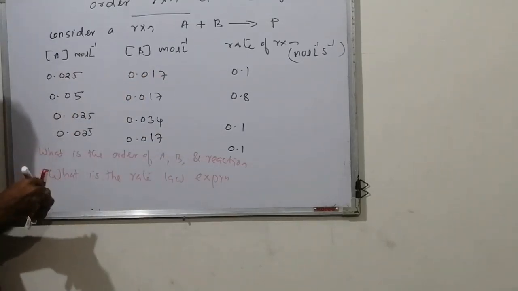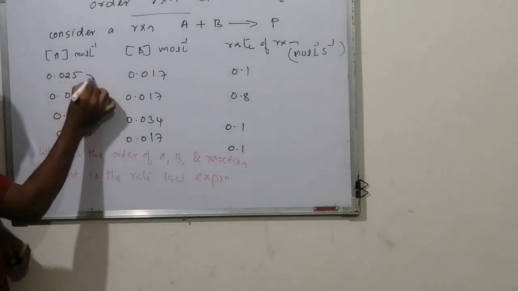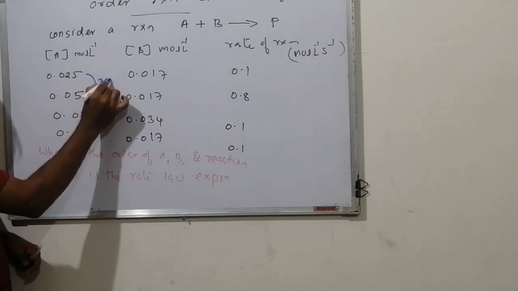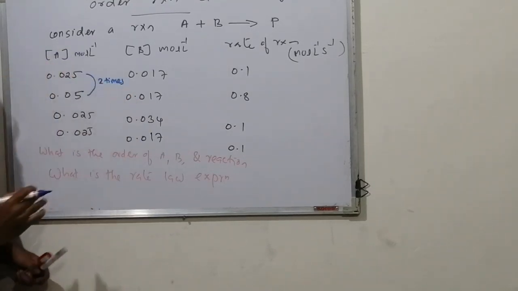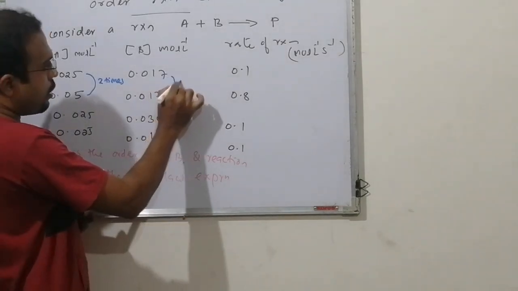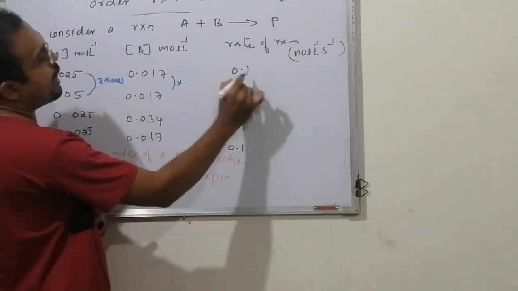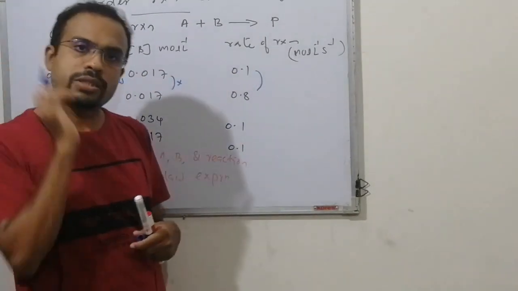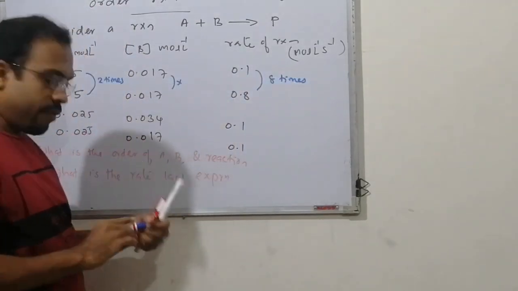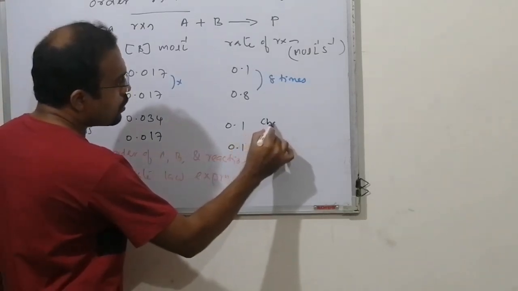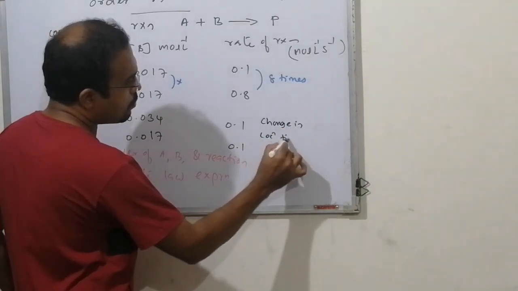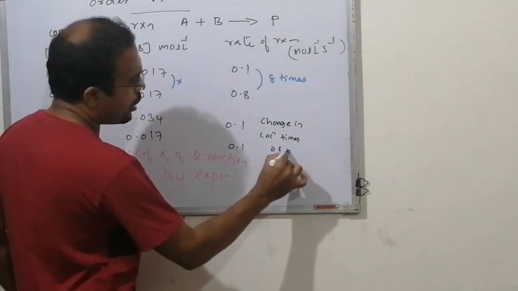Now what I am going to do is a mental calculation. How many times has A changed? 2 times, A has been doubled. I neglect B here. Then with respect to this change, how many times has the rate changed? 8 times. Now I make a relation between the change in concentration of A and the change in rate.